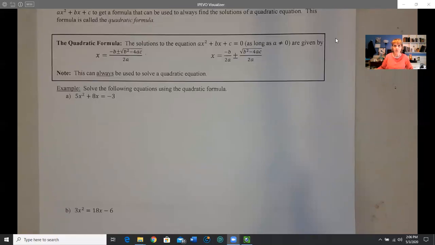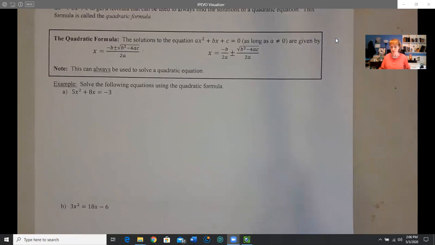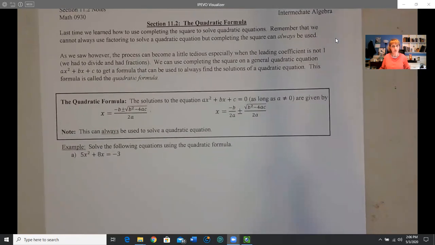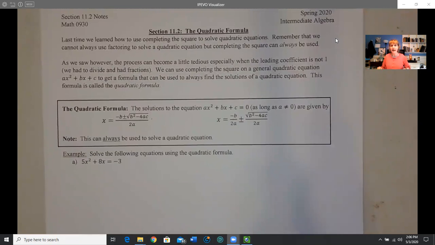Hi there. Well, we're going to be looking at section 11.2, and it deals with the quadratic formula. Now, the nice thing about the quadratic formula, and maybe some of you have seen it and used it before, some of you may not, is it can be used to solve any quadratic equation. And remember that a quadratic equation is anything that has a squared as its highest power. So we do need to have the squared as its highest power in order to use the quadratic formula.